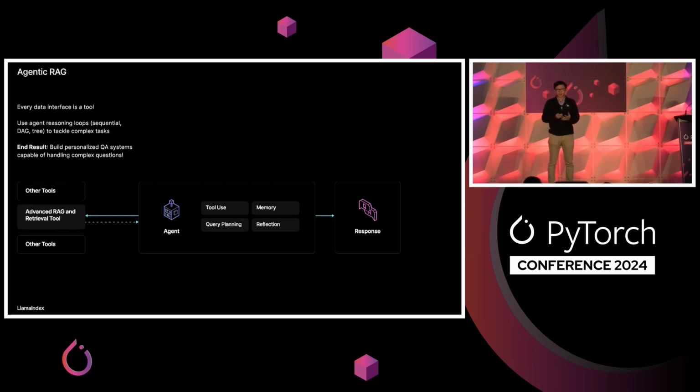So a general agent architecture comes equipped with chain of thought prompting. So you can, given a complex question, break it down into subtasks to then ask against a given tool. And so the end result is that you're able to build a more personalized QA system that can handle more complex tasks from the user and break it down more intelligently to better answer this task at hand.